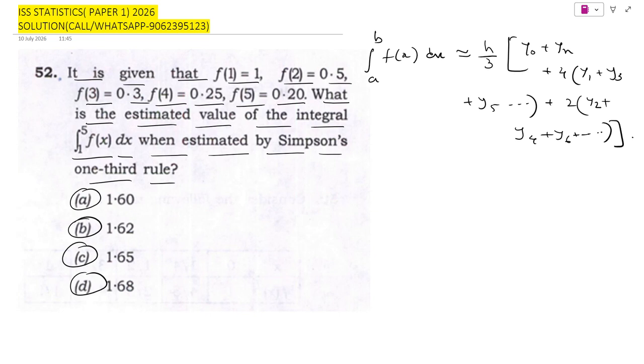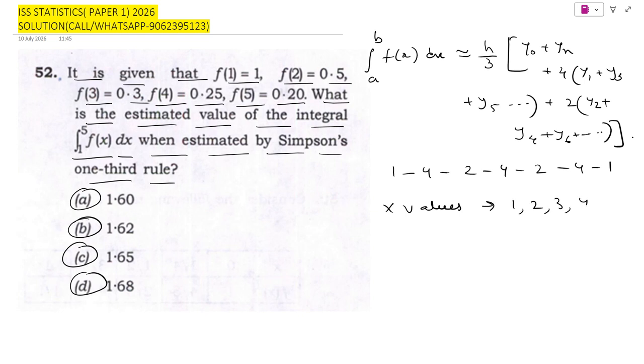So this is the most important formula of today's question. Students often memorize formulas without understanding them. Notice the pattern 1, 4, 2, 4, 2, 4, 1. This coefficient pattern is the entire heart of Simpson's rule. Whenever you see Simpson's one-third rule, your brain should immediately think about this series: 1, 4, 2, 4, 2, 4, 1.